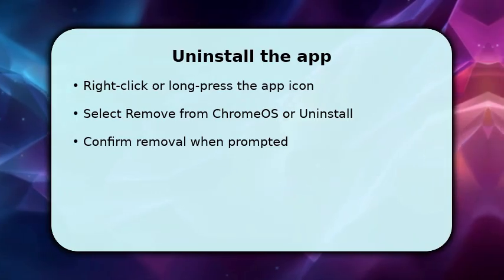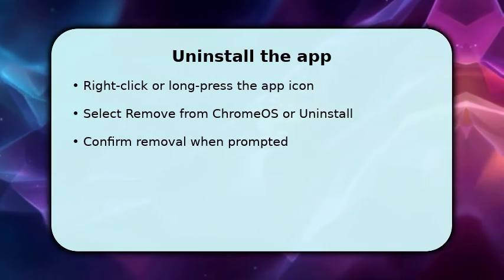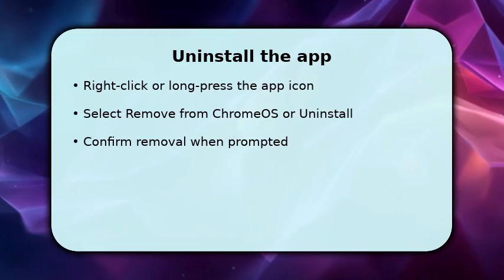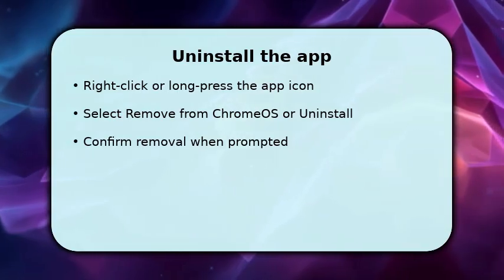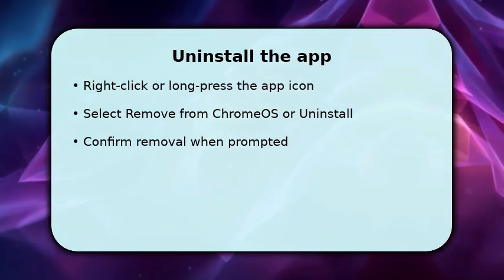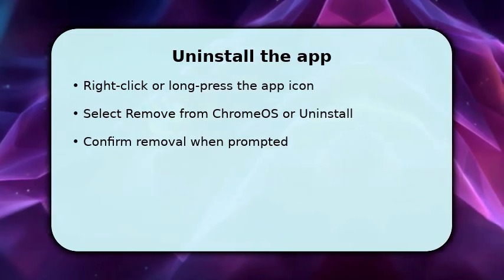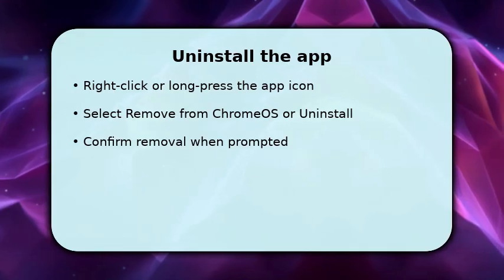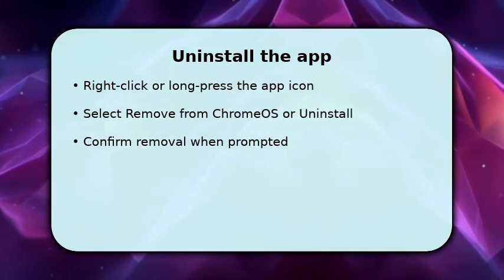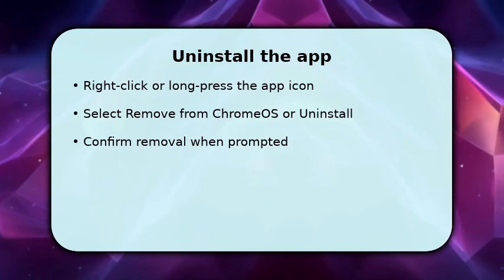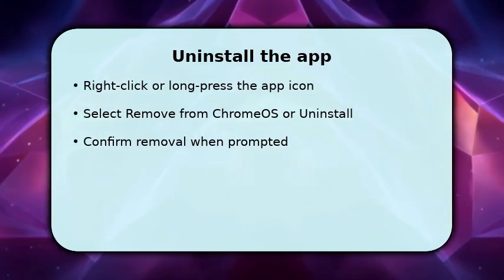For Android apps, select Uninstall in the Play Store prompt. For Linux apps, use the terminal or the Linux app settings to remove packages. Make sure to confirm any dialog to finalize deletion. If the app was installed as a shortcut, clean leftover files from the Files app or app-specific settings. Once removed, the icon will disappear from the launcher and shelf.